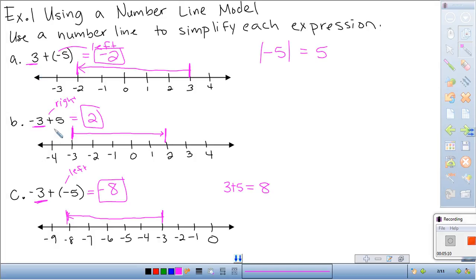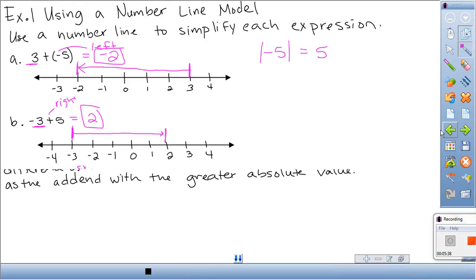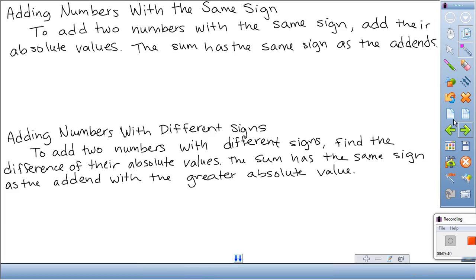Do the same thing on B. Again, we ignore the negative, or we're finding the absolute value of each number. And the one with the larger absolute value is 5. So we keep that sign of a positive 2. And that's where these two properties come from, from what we just looked at. So let's look at these two properties, or rules.